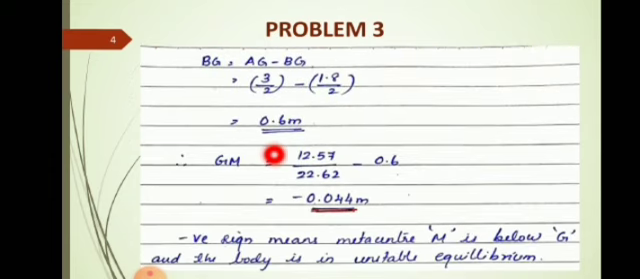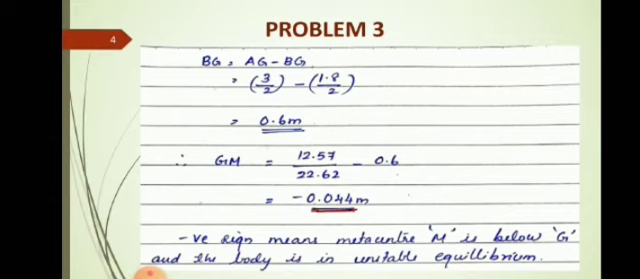Now, just like in the previous two numerical problems, here also you have to find out BG. BG is equal to AG minus AB. AG is 3 by 2 minus AB is 1.8 by 2. When you look in the figure, these values will be very clear. So BG, you have obtained it as 0.6 meters. Now substituting the values in the equation for metacentric height, GM is equal to 12.57 by 22.62 minus 0.6, and you will get the value as minus 0.044 meters.